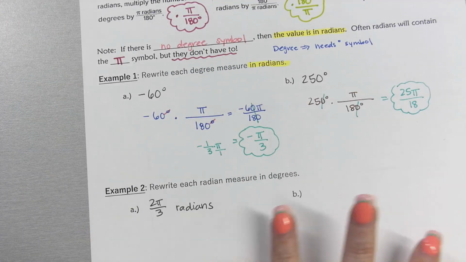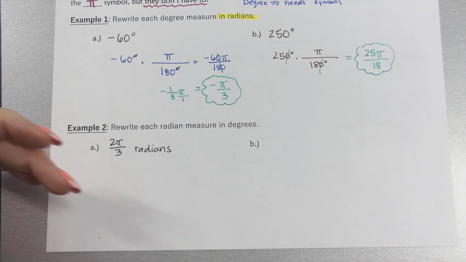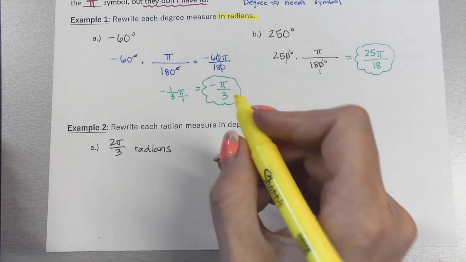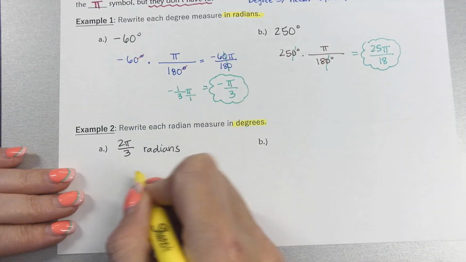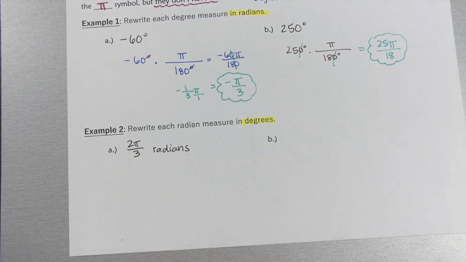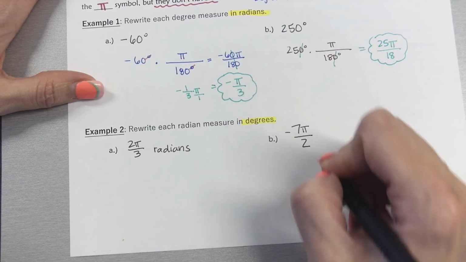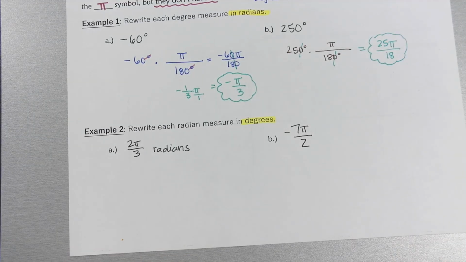Okay, and then when we move on to example 2, we're going to write each one in degrees. So make sure you have your degree symbol. So this one says 2 pi over 3 radians. Sometimes they're going to have the radians, sometimes they won't. In fact, the next one we're going to do is negative 7 pi over 2. That one doesn't say radians. It doesn't matter. If there's no degree symbol, it is radians.